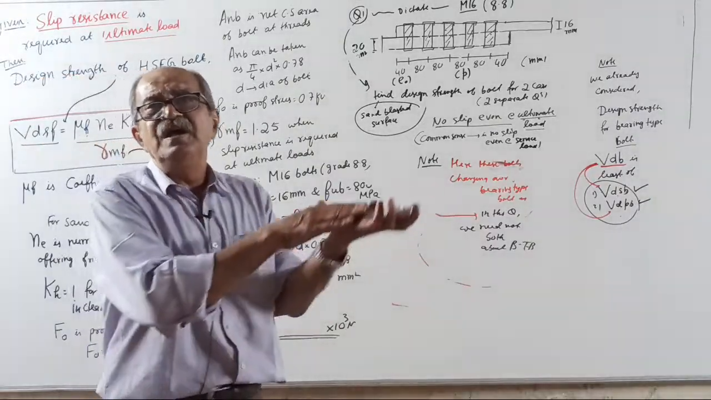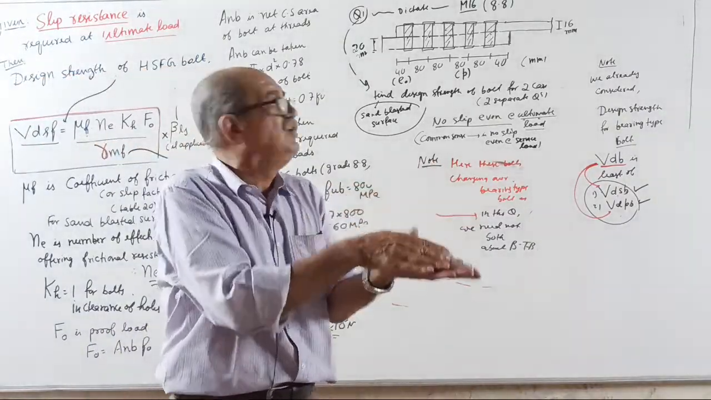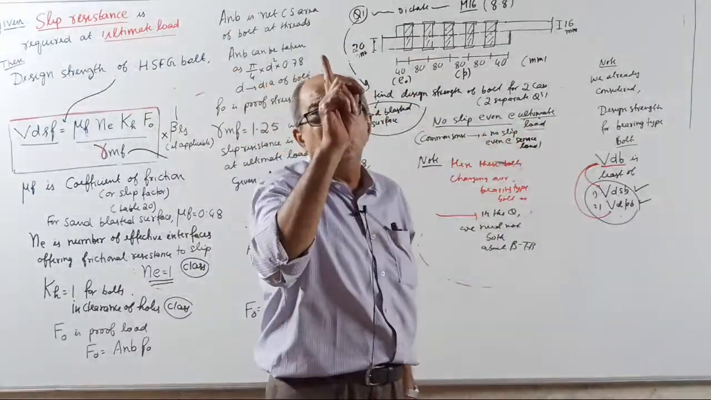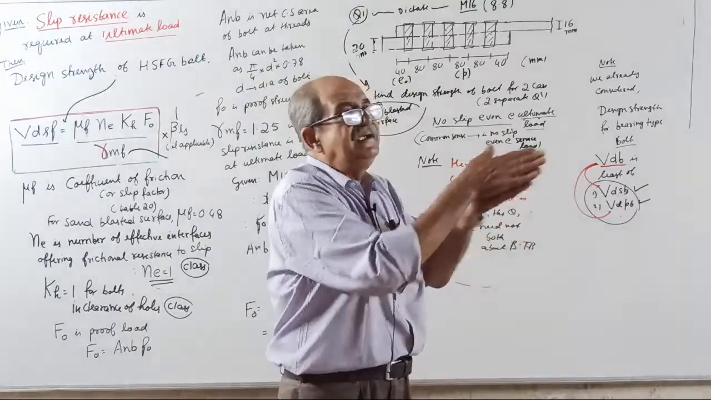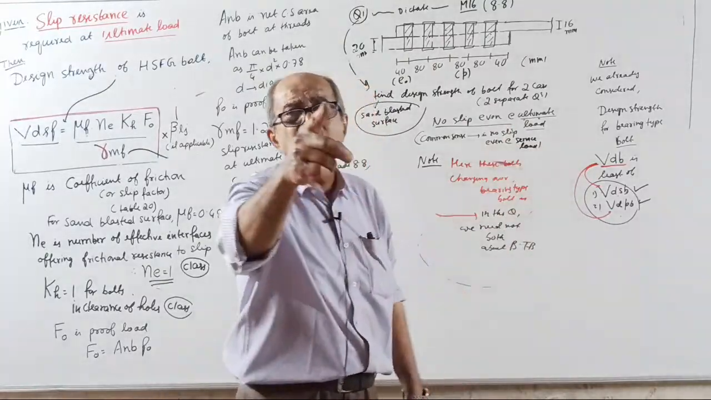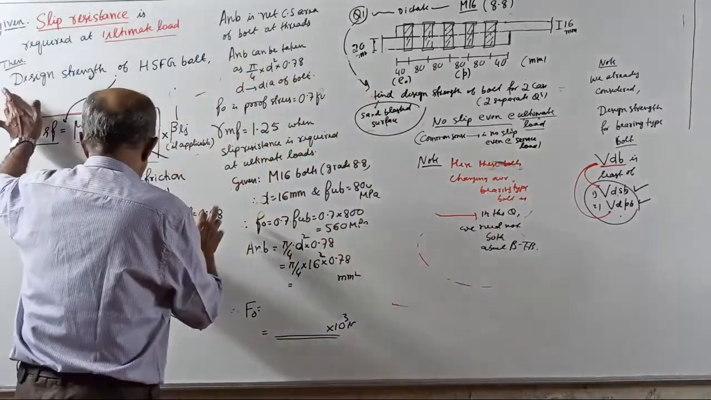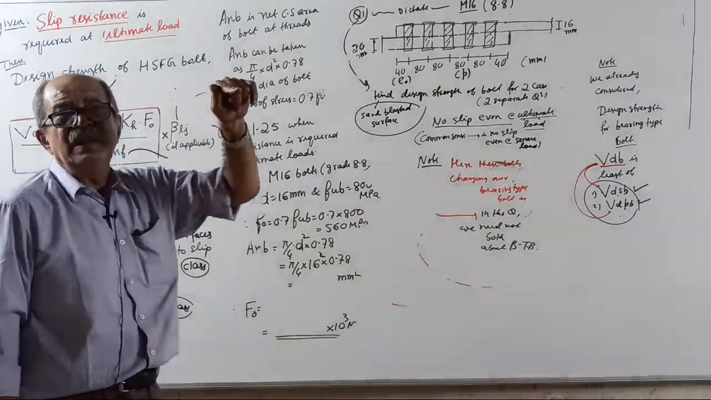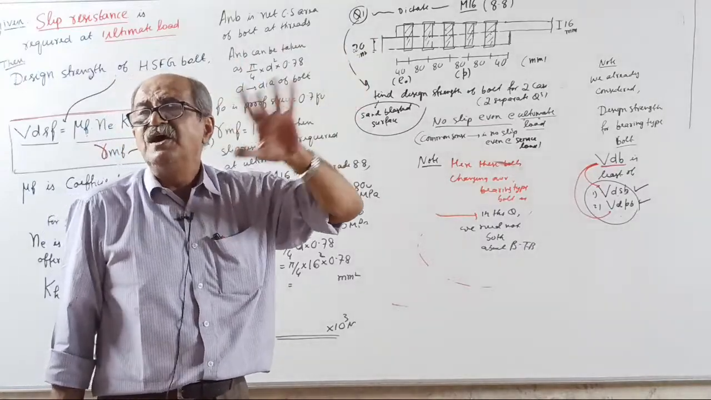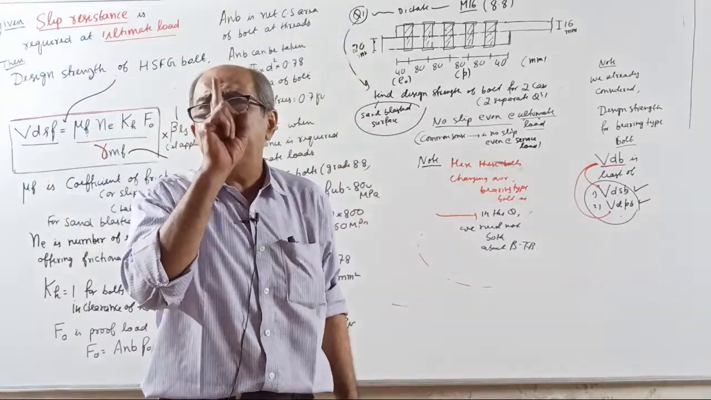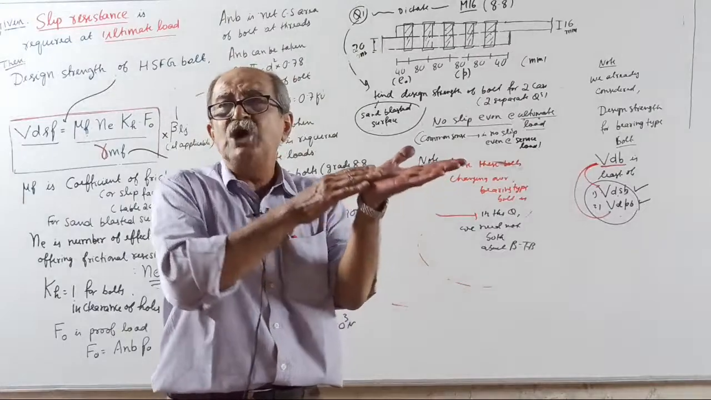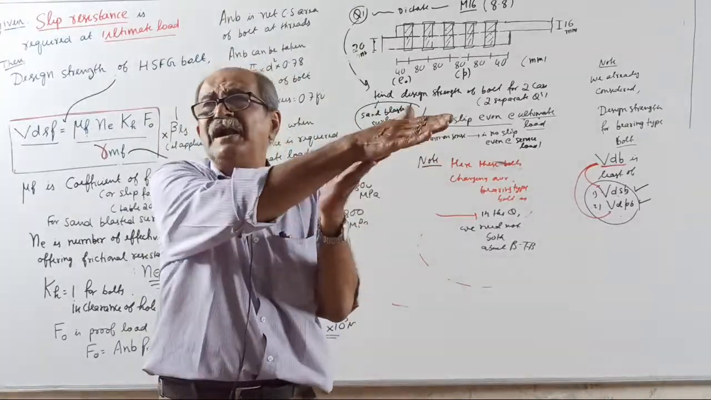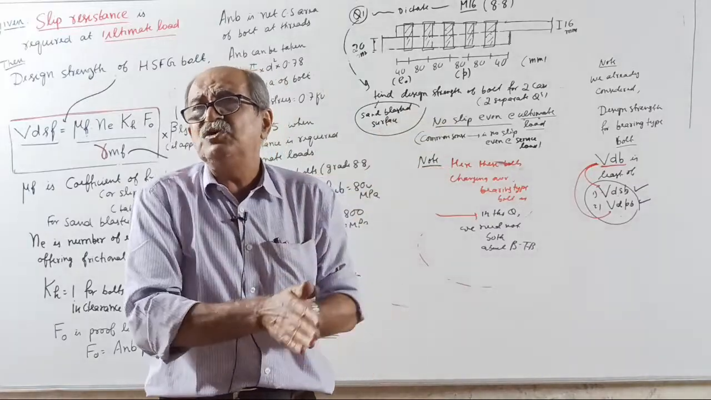Again, one note. If it is a case of single shear, NE equal to 1. If it is a double shear case, NE equal to 2. Don't write numerically here. Then KH is a reduction factor for over-sized or slotted holes. For the usual case, KH equal to 1. For short slotted, KH equal to 0.85. For long slotted in the direction of force, KH equal to 0.7.